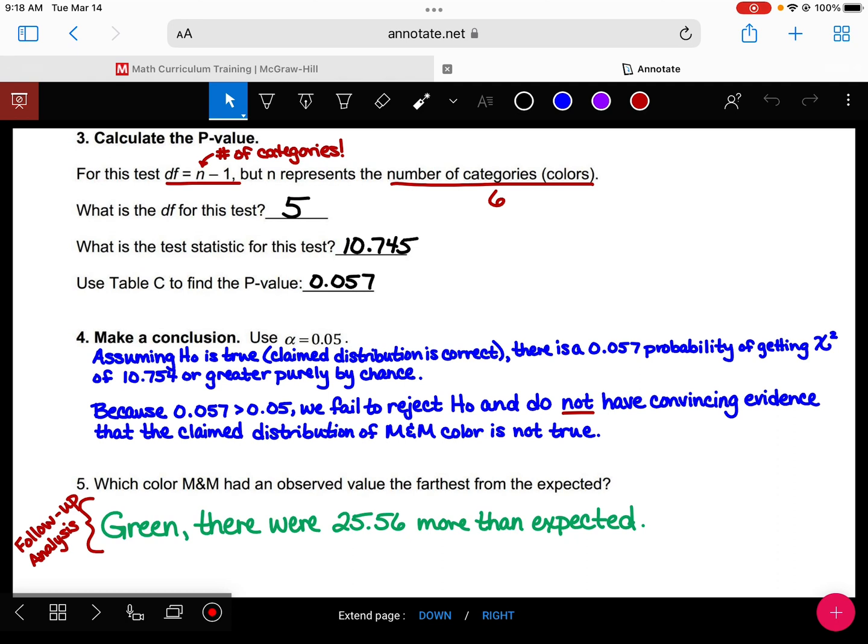This is called a follow-up analysis. It's really important to include this follow-up analysis sentence if you have decided to reject the null. If you've decided to reject the null, we want to talk about where most of this came from. So you're always going to have the one with the largest difference. Which one is contributing the most to that chi-square score?